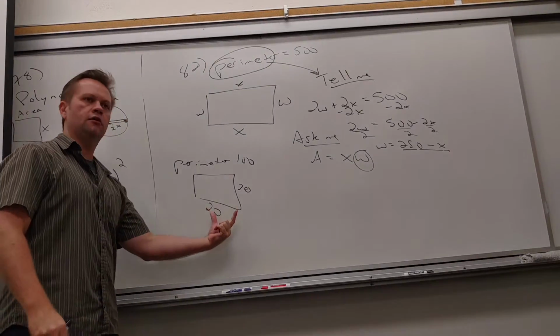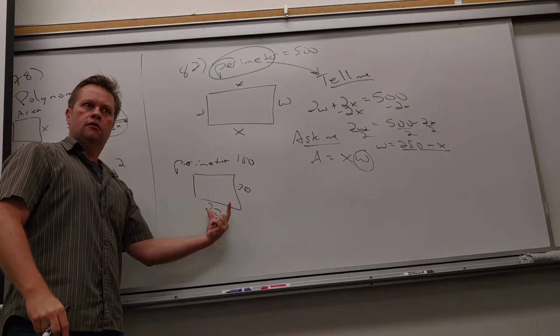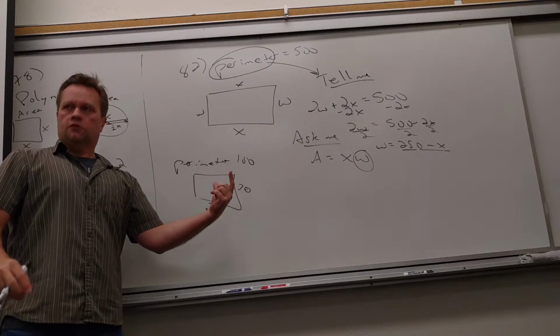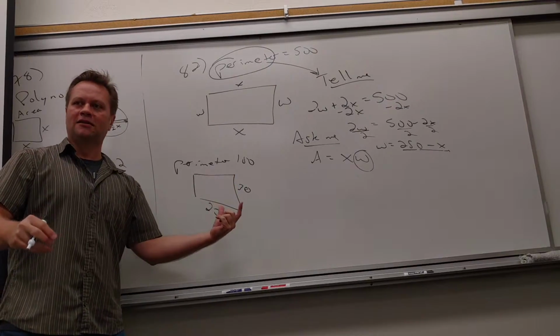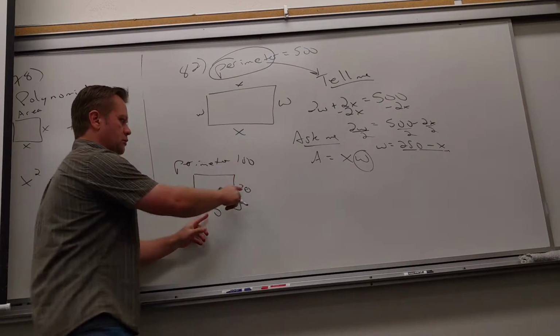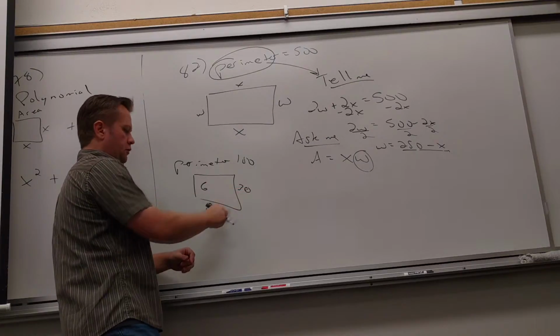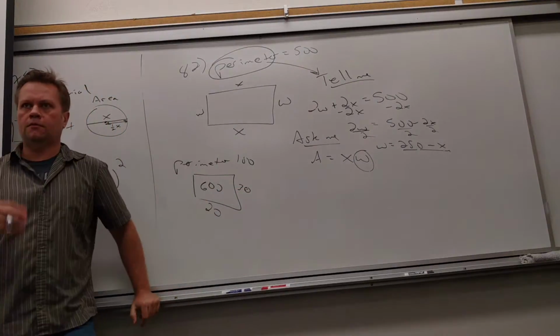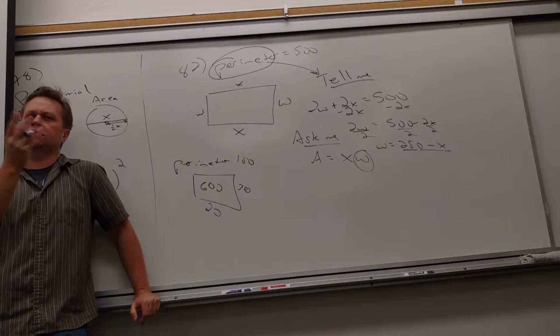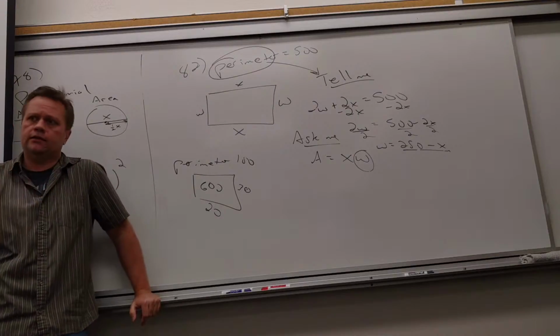What's the area of this now? 20 by 30. Yes? 600. 2 times 3 is 6. How many zeros do I see? 1, 2. All right, don't make those things hard. If they end in 0, you're like, oh, thank God, it's easy.